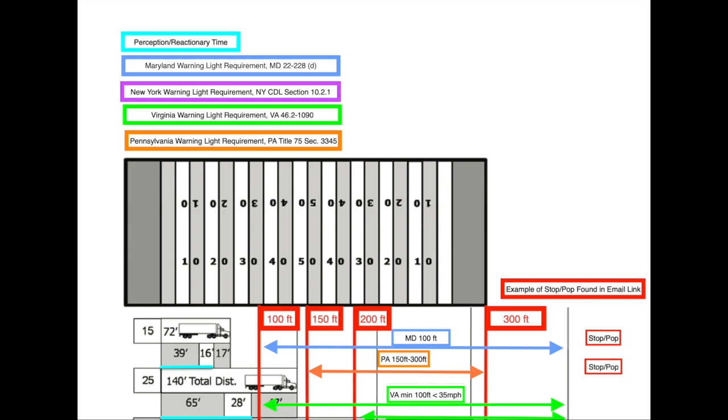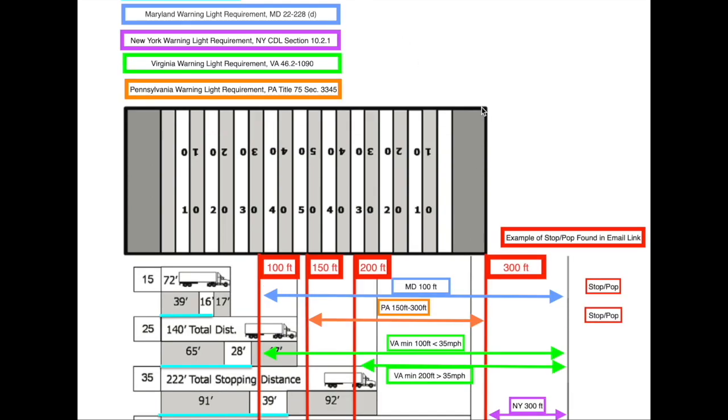Now, it should be noted that Pennsylvania has a different Figure 2.11 than what's shown here. They show less time for total stopping distances, and then towards the end, you get more time when you get into, I believe, your 45 and 55 mile an hour stoppings.